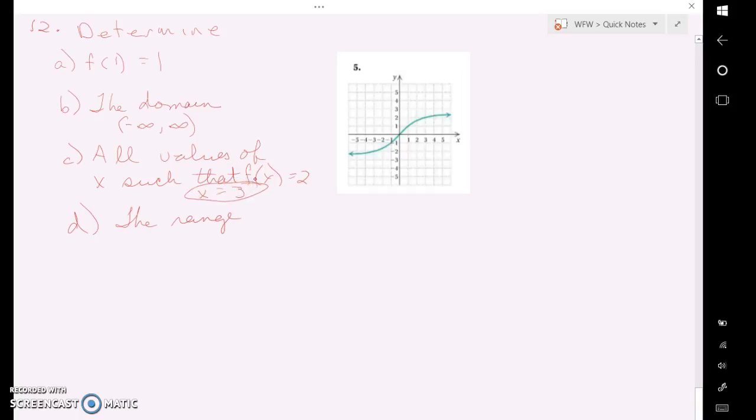And then the range is where y goes. It's kind of hard to see. You might want to say y may not go higher than 3, but actually if this goes off into infinity, it will go higher than 3. So the range also wanders from negative infinity to infinity.